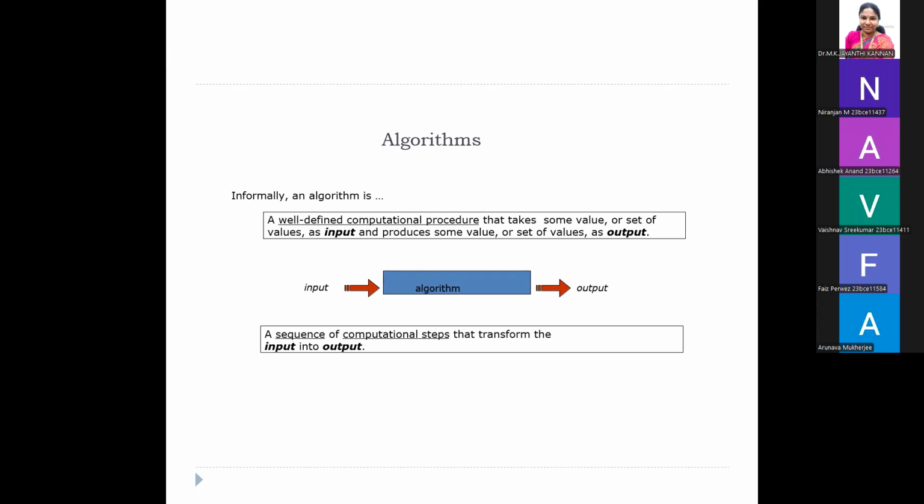Data or data structure is given as input to the algorithm, and it produces the expected outcome, or it produces what kind of results we are expecting. Algorithm is a sequence of computational steps that transform the input into output.